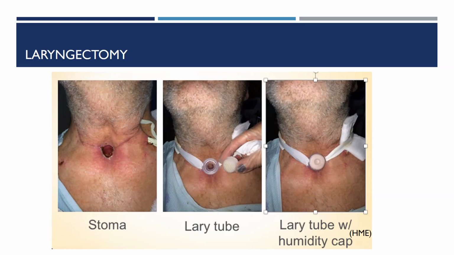The tube that you put in someone with a laryngectomy is called a Lary tube. It's just a clear plastic tube, less sophisticated looking than a trach. It's soft. And the third picture here is someone with an HME cap, or a humidification cap. You obviously still need to humidify the airway, and this is a nice, convenient way to do it.